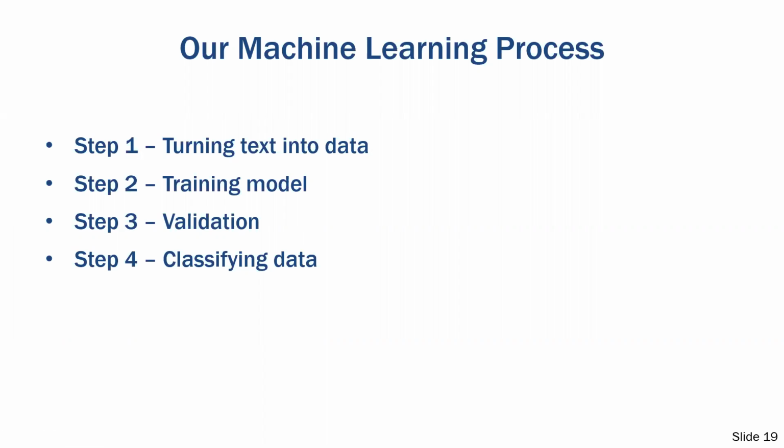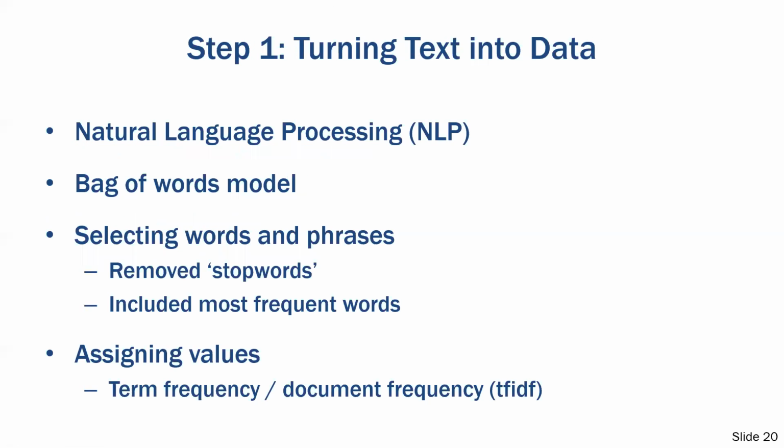And in the end, we needed to apply that to the entirety of our data set and compile our results of how many projects for each agency in each year fit our definitions for our 20 categories. So I'll go through each of these one by one. First, turning text into data.